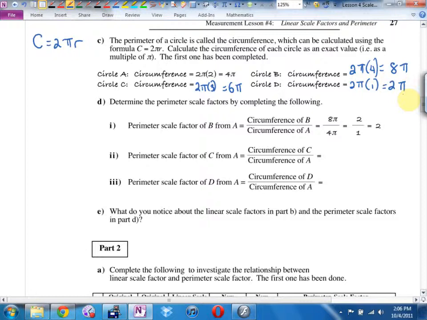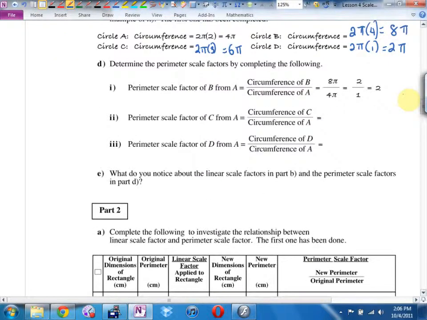It says determine the perimeter scale factors by completing the following. If I take the circumference from B, 8 pi, and I divide it by the circumference from A, 4 pi, in lowest terms, you know what 8 pi over 4 pi is? The pi's cancel, and you get 2. In fact, the scale factor is 1 to 2. Now, that's the perimeter scale factor. What was the linear scale factor? Also 1 to 2.